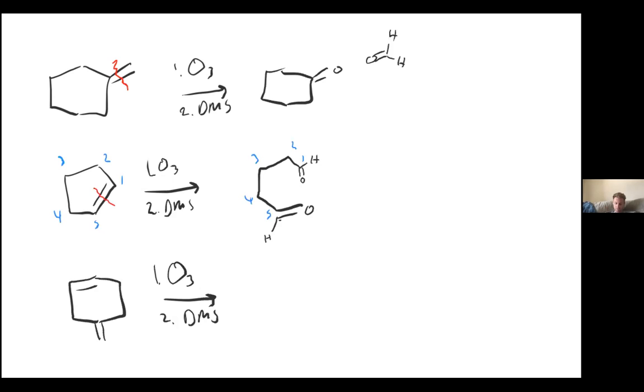For this last one, this one's going to get a little messy because we have double here. We're going to have a cleavage here and a cleavage here. So we would get a carbonyl at this position, the other half of it over here, and then a carbonyl at this position, the other half of it over here. You can draw them pointing towards each other. It's the same thing.